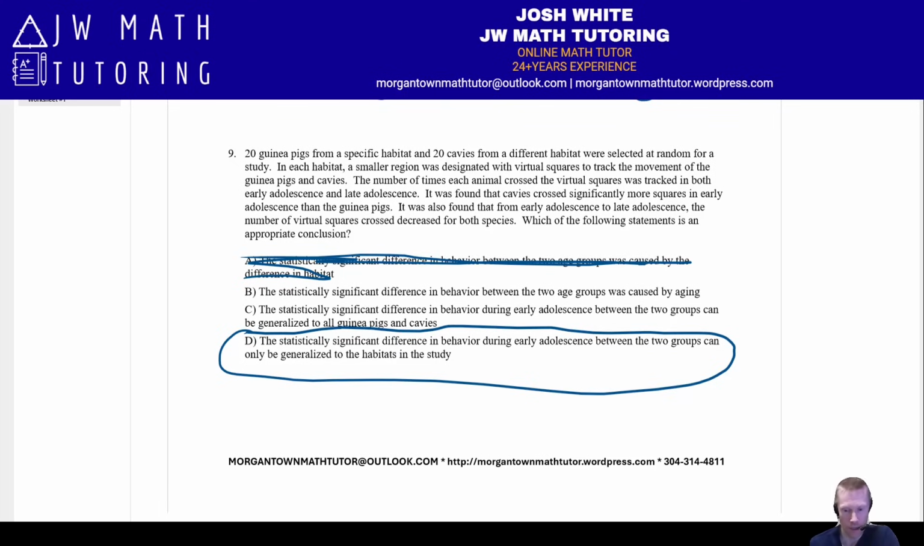factor available. Like maybe during the study, between when early adolescence started and late adolescence, something happened with the climate, and it rained a lot, or the temperature got significantly colder or significantly warmer, or there was a drought or something. Any of those things could have impacted the amount of movement between early adolescence and late adolescence. And that's not mentioned anywhere in the description, so therefore B is not an appropriate conclusion.